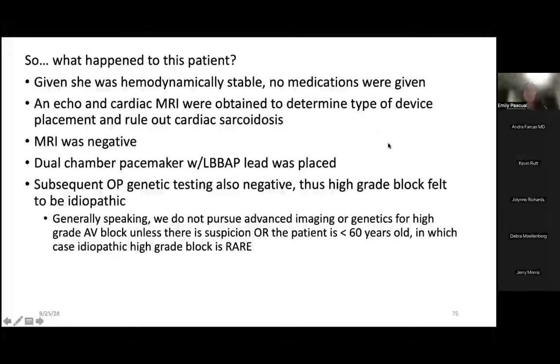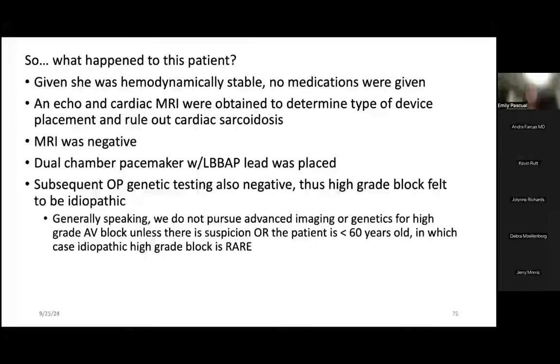I believe the current guidelines are for patients less than 60. Idiopathic high-grade block, meaning high-grade block for no reason other than their conduction system doesn't work well, is very rare. So we will try to look for some underlying cause. You can get an MRI after the fact, but it can be very hard to get a good quality MRI once you have a pacemaker put in.